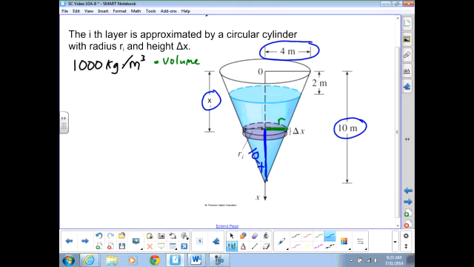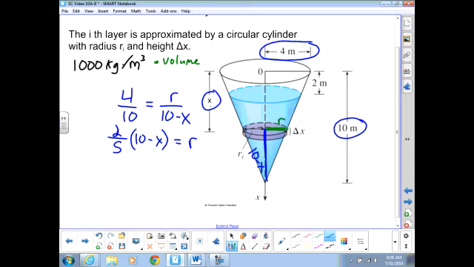So what we can do is set up a proportion. We can do 4 over 10 equals, the 4 relates to r, as 10 relates to 10 minus x. Well, we want to get r by itself, because we need to know what our radius is. So we'll multiply both sides by 10 minus x. The 4/10 I'll rewrite as 2/5. 2/5 times 10 minus x equals r. And again, all I did was reduce 4/10 to 2/5 and multiply both sides by 10 minus x.